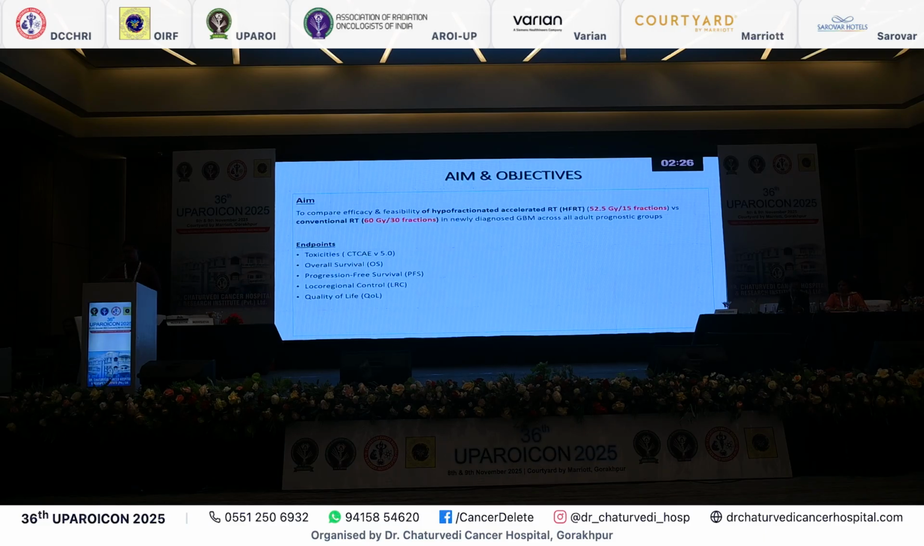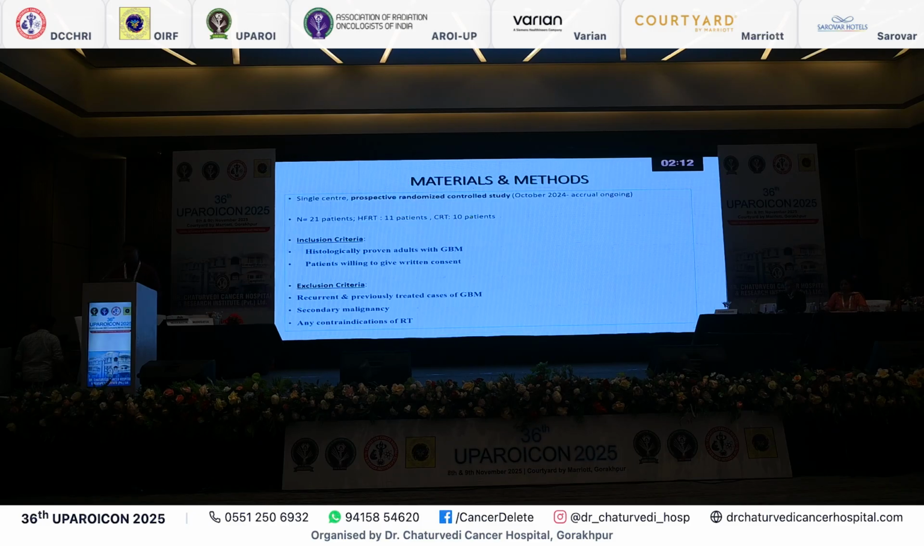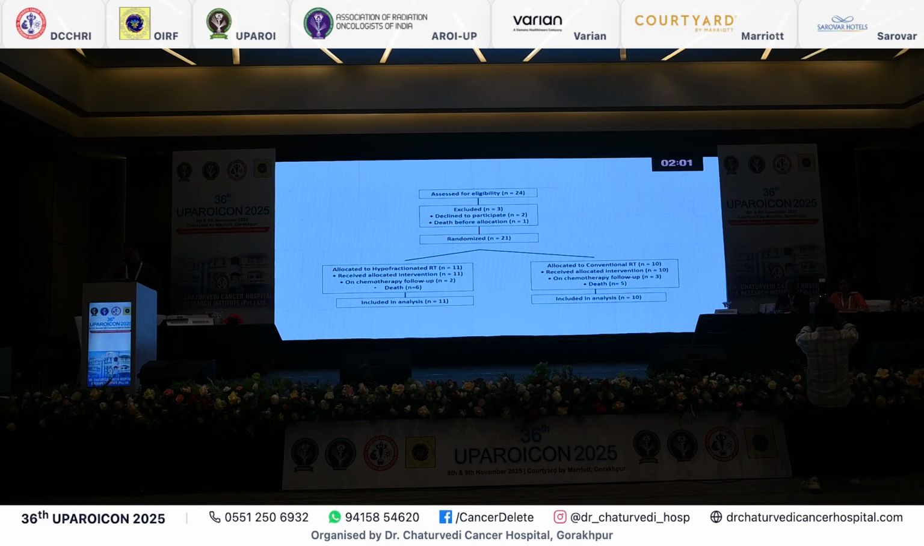Therefore, we aimed to compare the efficacy and feasibility of our study arm, that is the hypofractionated RT schedule of 52.5 Gy in 15 fractions at 3.5 Gy per fraction delivered over 3 weeks, versus our established standard of care, with the following endpoints. It is a single center prospective randomized controlled study, still ongoing, and we have analyzed 21 patients so far with the following inclusion and exclusion criteria. This was a CONSORT diagram which showed that we screened 24 patients for our study.